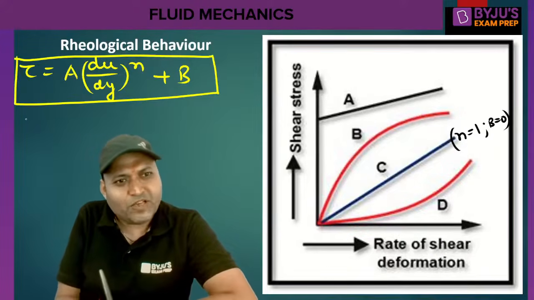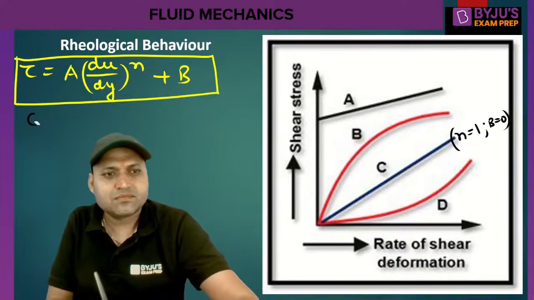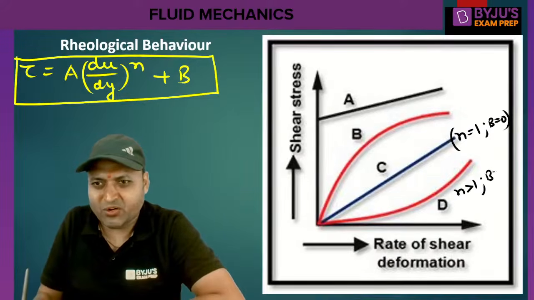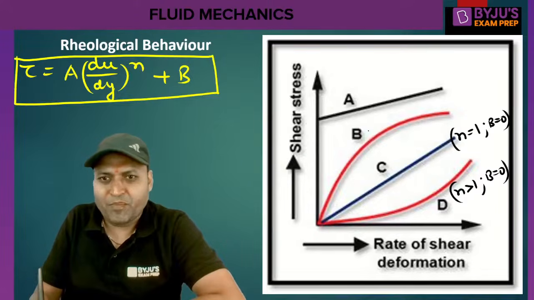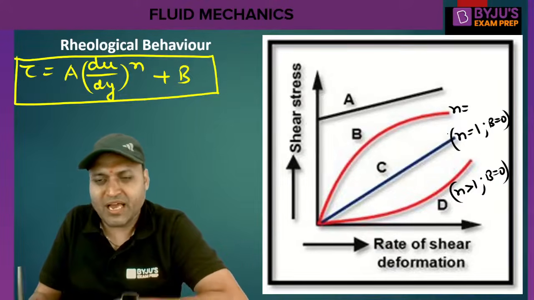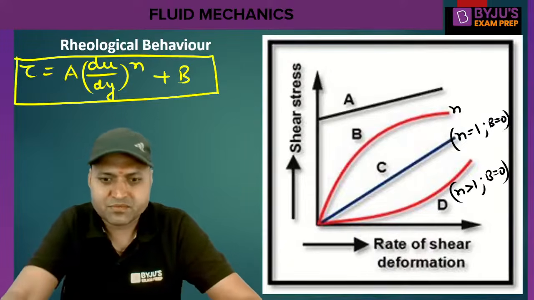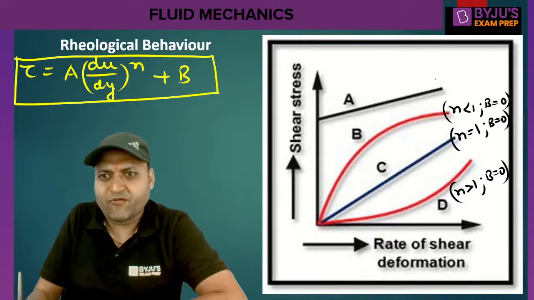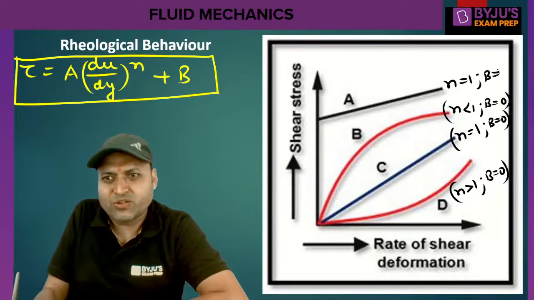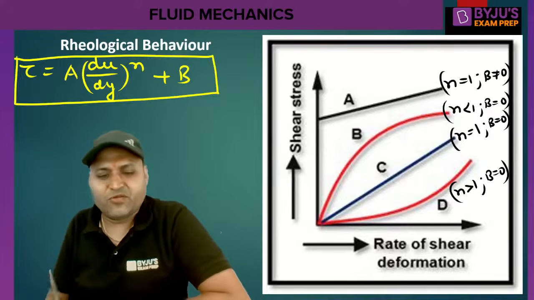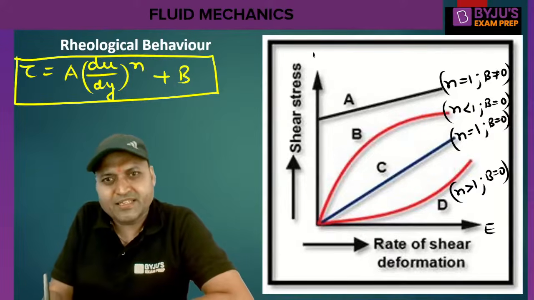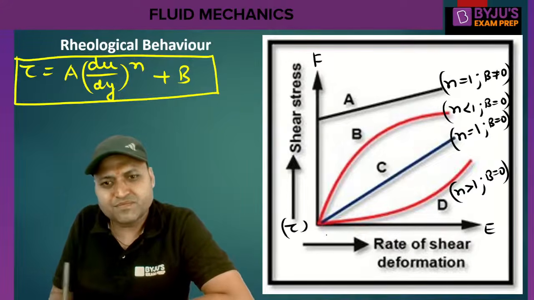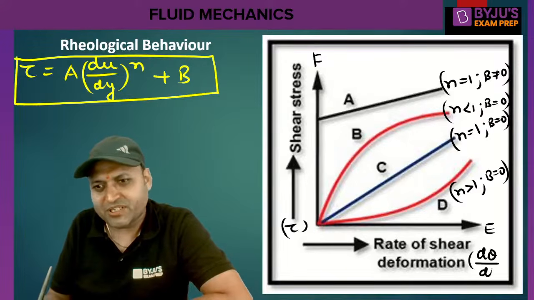Which fluid is C? We can say for D, n is greater than 1, b is equal to 0. For B, n is less than 1, b is equal to 0. And for A, n is equal to 1, but b is non-zero. These are various fluids, and this is, let us say, E, this is F. This is called rheological behavior, the relation between shear stress tau and d theta by dt, the rate of angular deformation.